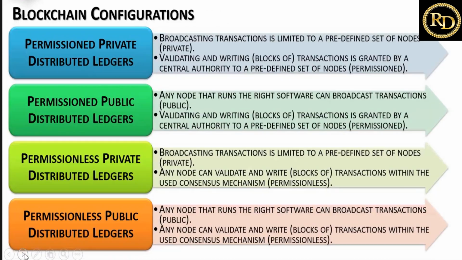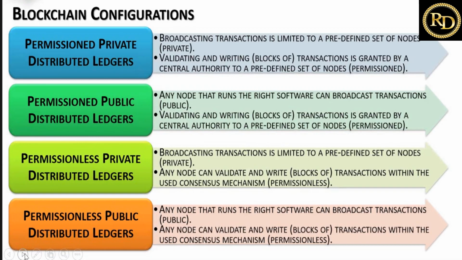Now we have various ways of configuring a blockchain. The most common one is the permissionless public distributed ledger, which is at the bottom. And the most stringent, which is typically used by corporates, is the permissioned private distributed ledger. In a permissioned private distributed ledger, the transaction is limited to a predefined set of nodes, so that means it is private. And the validation and writing of the blocks is granted by the central authority to a predefined set of nodes. You can treat it like the central bank, the Reserve Bank of India, which allows who is able to validate a currency. The private, permissioned blockchain works the same way.